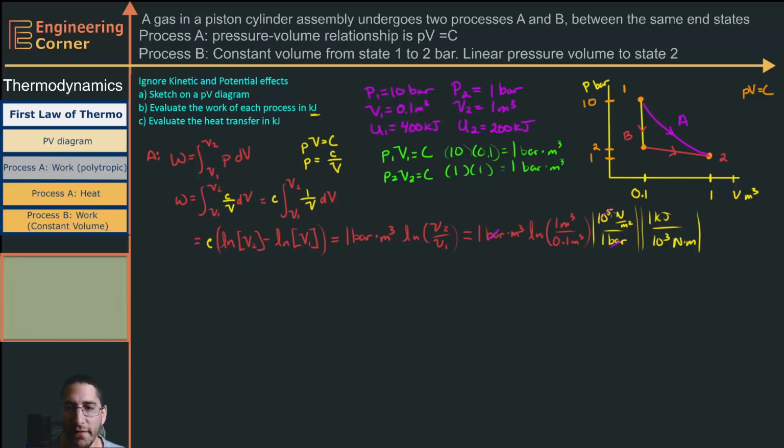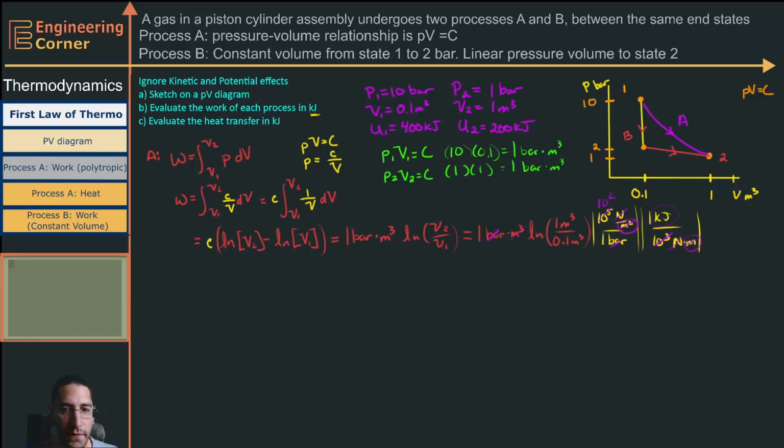This 10 to the 5th is going to become 10 squared because it's going to cancel with 10 to the 3rd. My newtons right here are going to cancel. This meter and this meter squared are going to become a meter cubed. And then that meter cubed is going to cancel with that meter cubed. And all I'm left with is kilojoules. Okay, so that's good. Let's put this in the calculator.